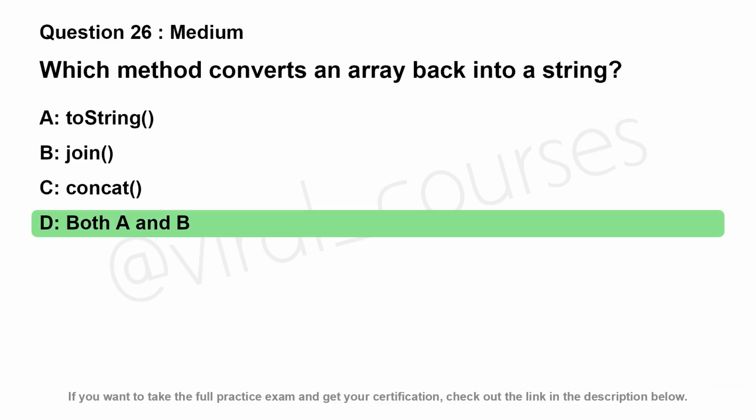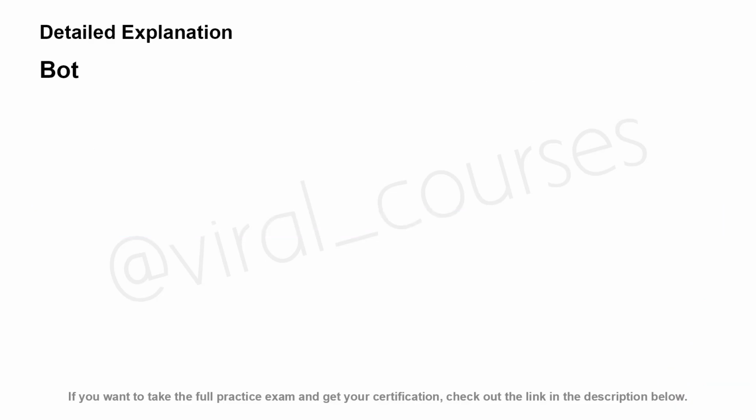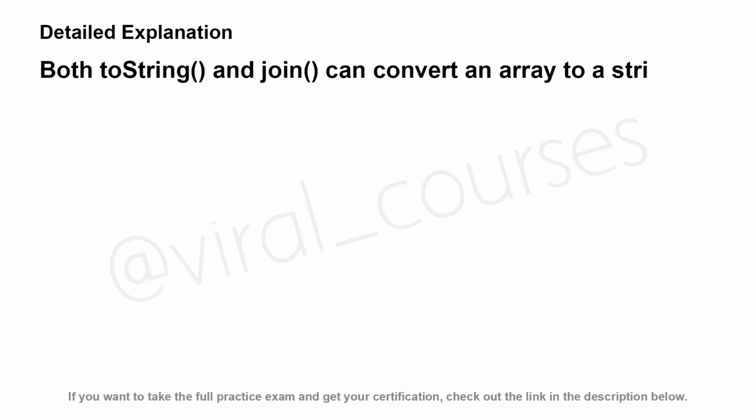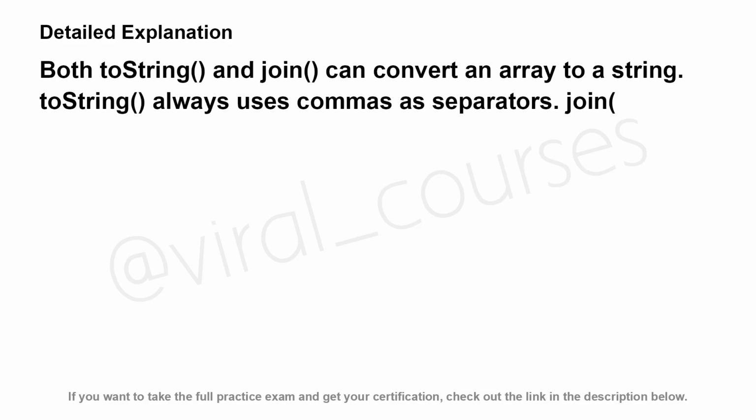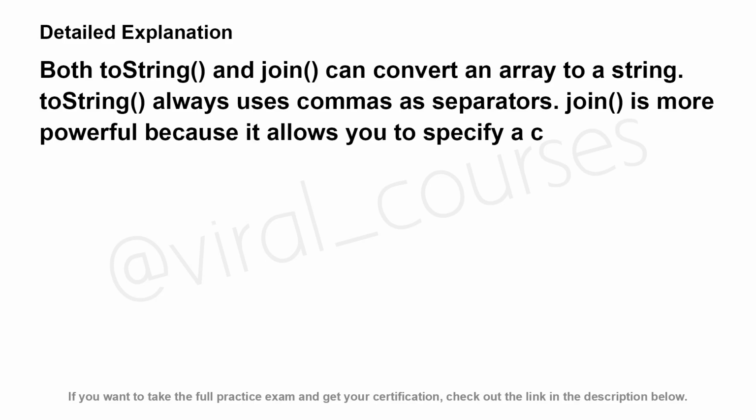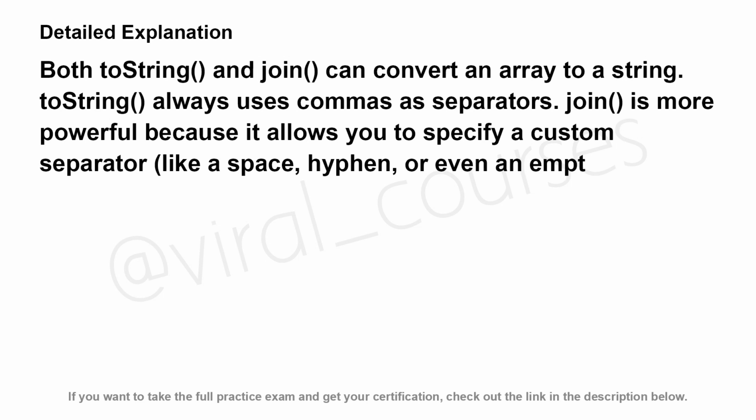The correct answer is D. Both toString and join can convert an array to a string. toString always uses commas as separators. join is more powerful because it allows you to specify a custom separator, like a space, hyphen, or even an empty string for no separator.